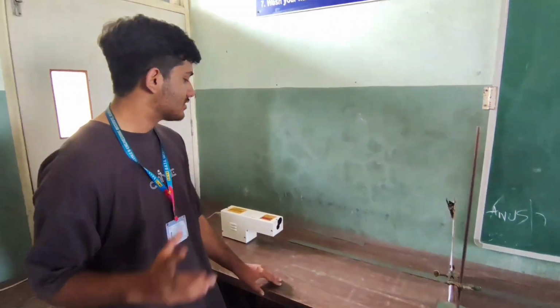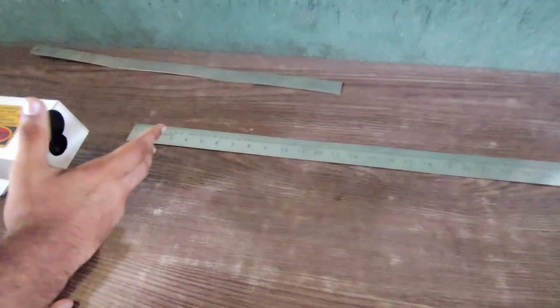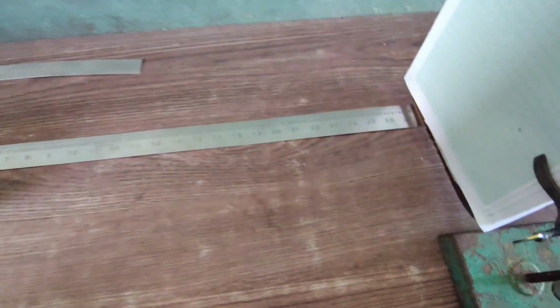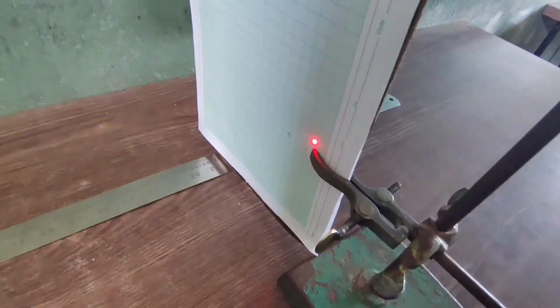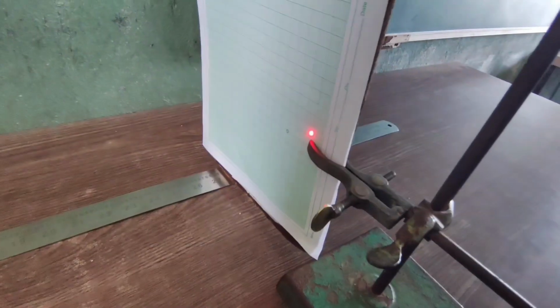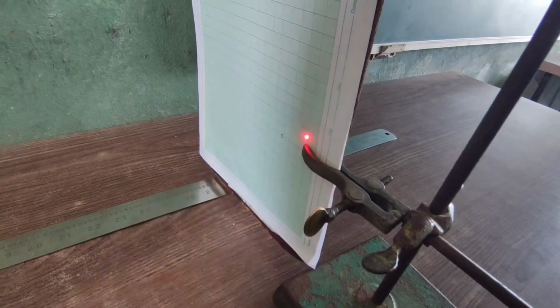You can see at first we have to take the distance up to 50. As you can see, the reading is 50 for our first measurement, and let us turn on the switch. As you can see, the dot has appeared on the floor. So we should take the diameter of the laser.